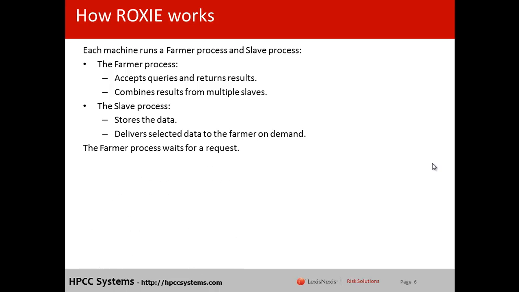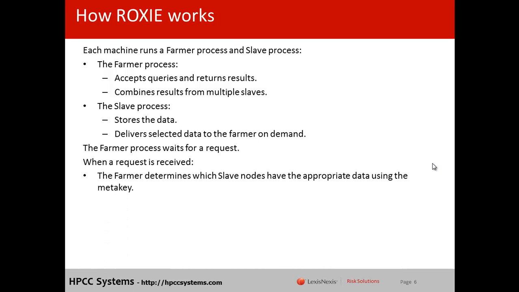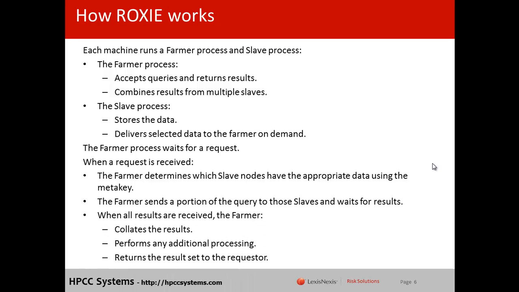The farmer process will wait for a request, and when a request is received, the farmer determines which slave nodes have the appropriate data using the meta key. The farmer sends a portion of the query to those slaves and waits for the results. When all the results are received, the farmer then collates the results, performs any additional processing needed, and then finally returns the result set back to the requester.